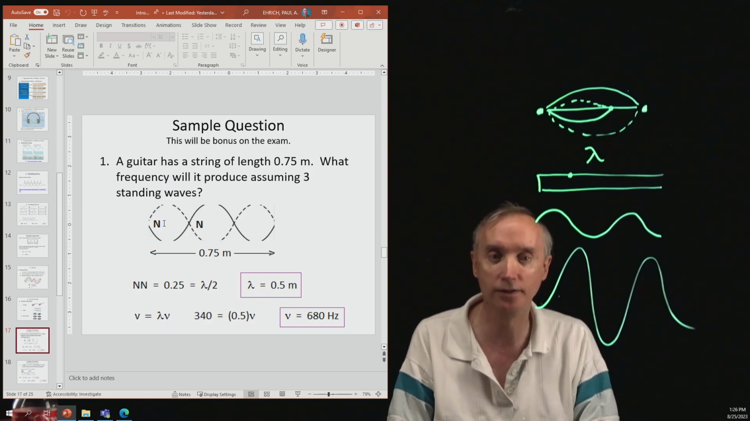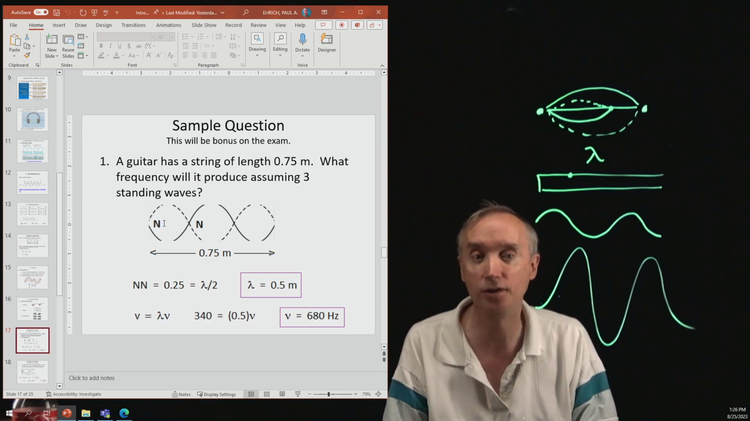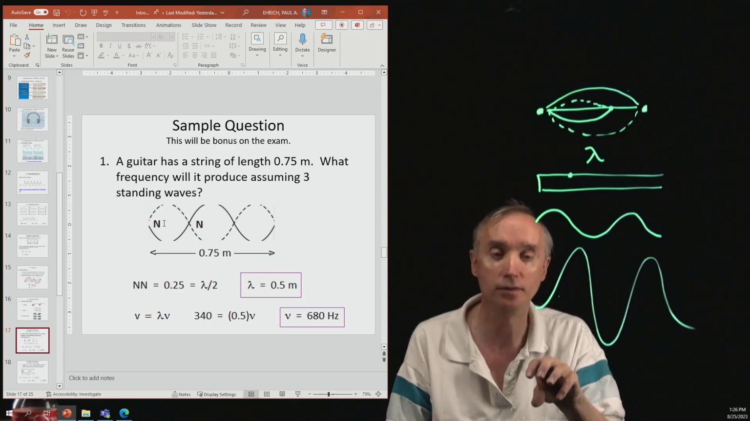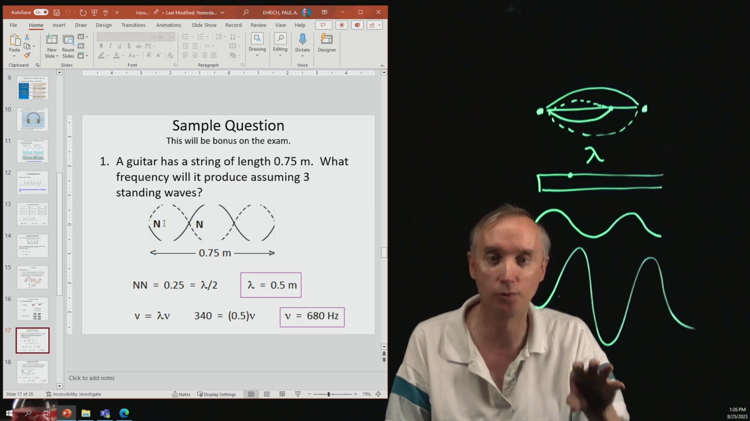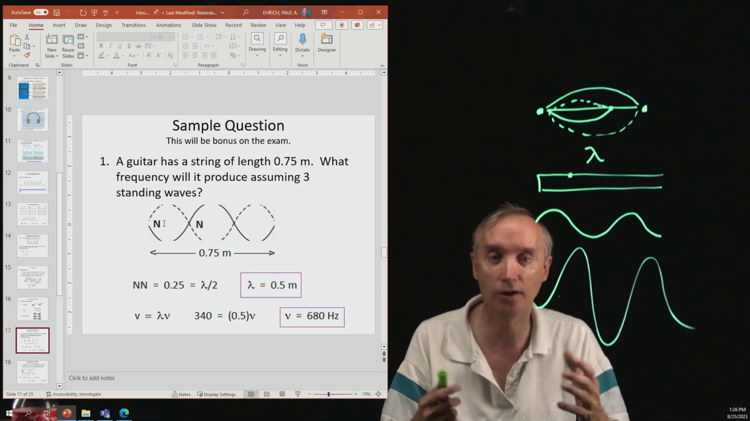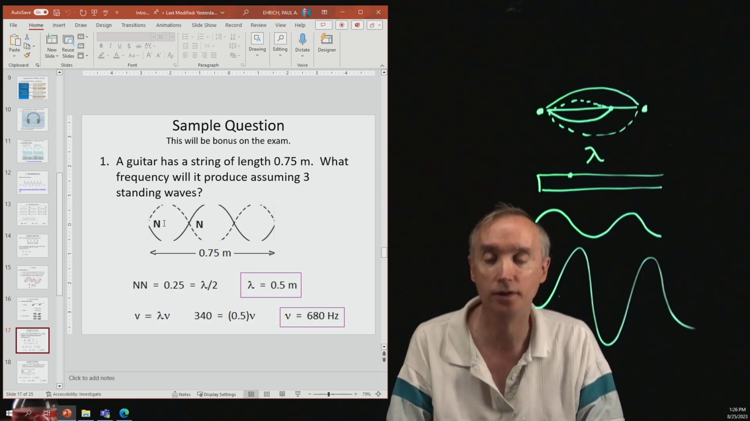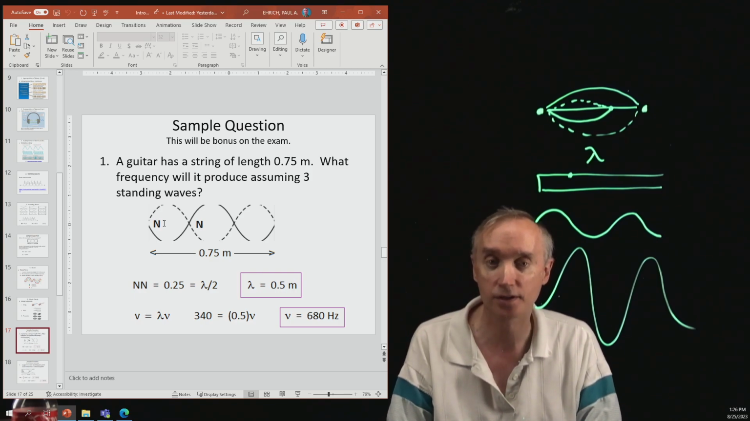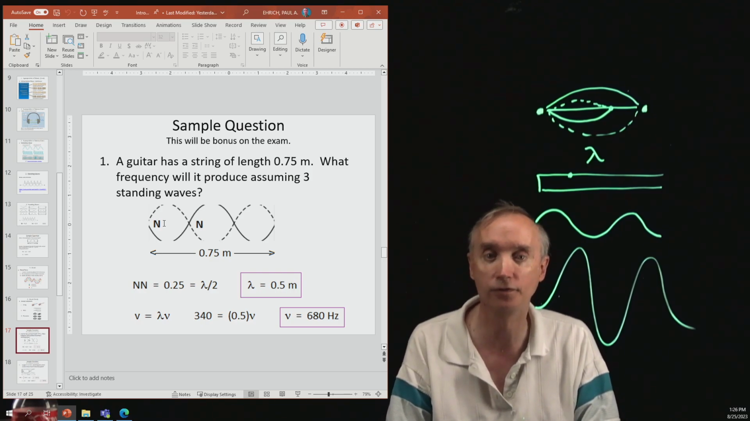All right, now finally, we need to find the frequency. The speed of any wave is equal to its wavelength times its frequency. The speed of sound in air is 340 meters per second. We set that equal to the wavelength, which we just calculated, times the frequency, solve it for the frequency, and we get 680 hertz.